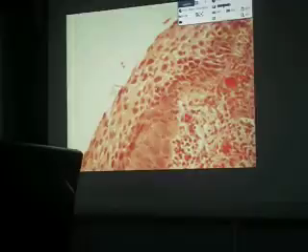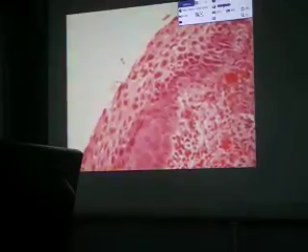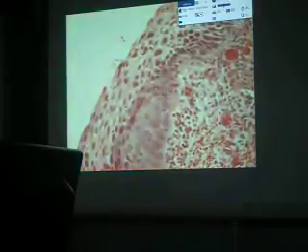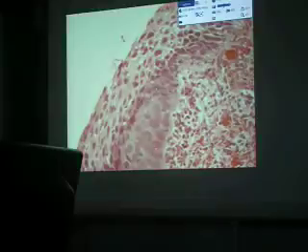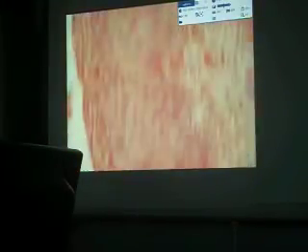When there is full thickness atypia of this squamous epithelium, what should be our diagnosis? And then the basement membrane is still intact. The underlying connective tissue is not yet infiltrated by the tumor cells. Okay, carcinoma in situ.